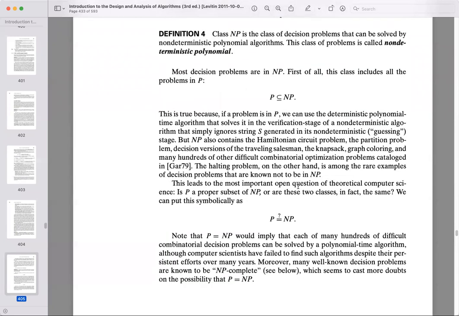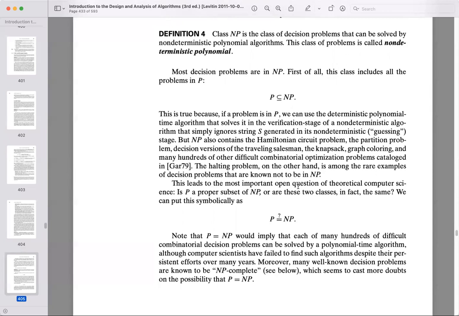And this is true because if the problem's in P, then we can use the deterministic polynomial algorithm that solves it in the verification stage, okay? And we'll just kind of ignore the string generation part. So we know that's the case.